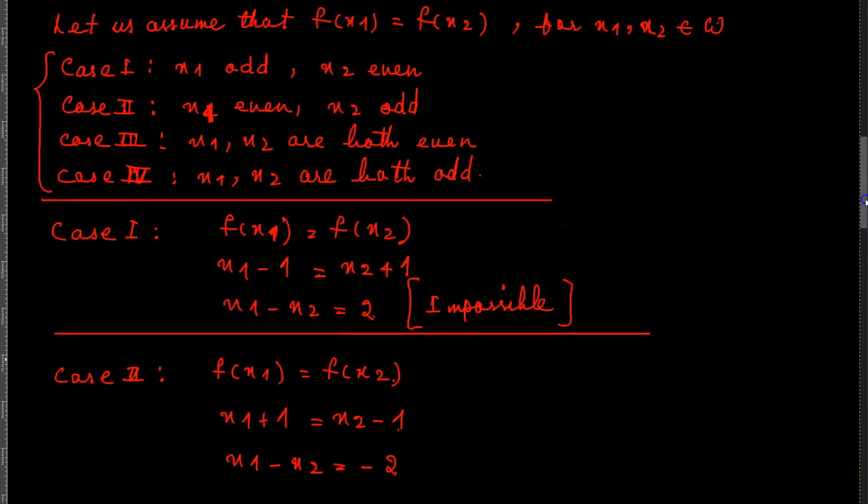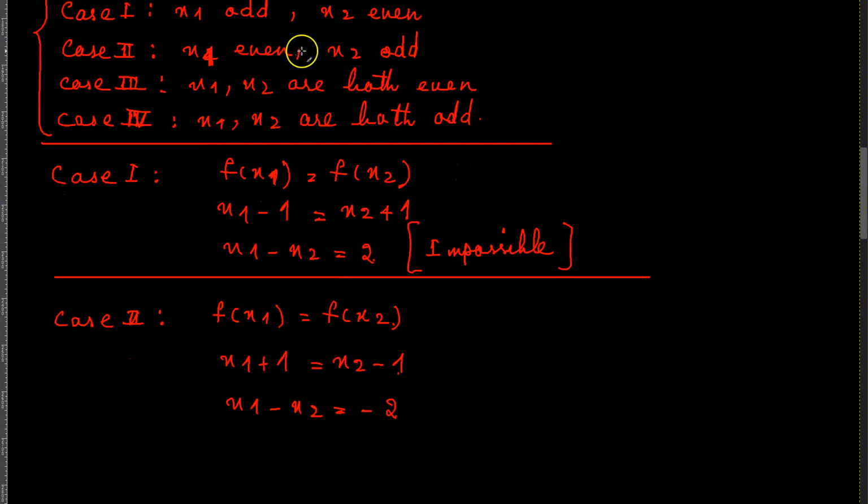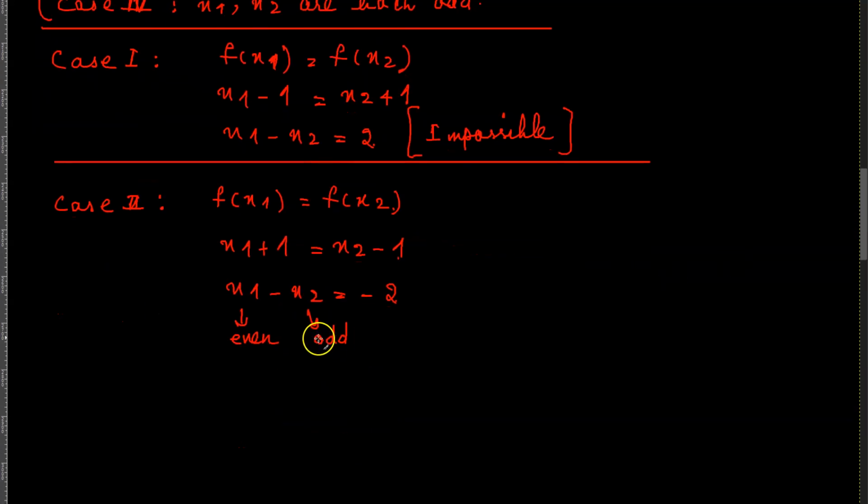So what we have here is that x1 is even, x2 is odd. This is an even number, this is an odd number, and you are subtracting an odd number from an even number and you're getting some even number. Well, of course it's negative. That's another story, but it's an even number.